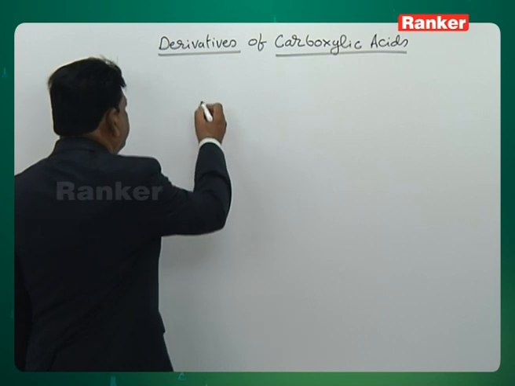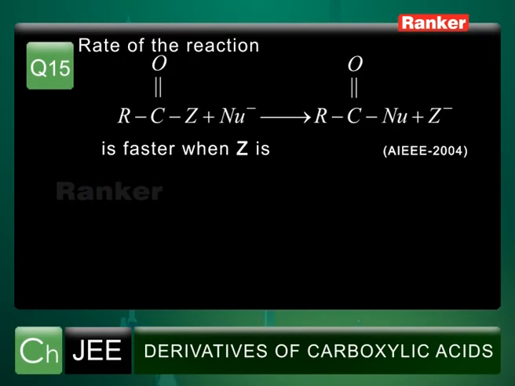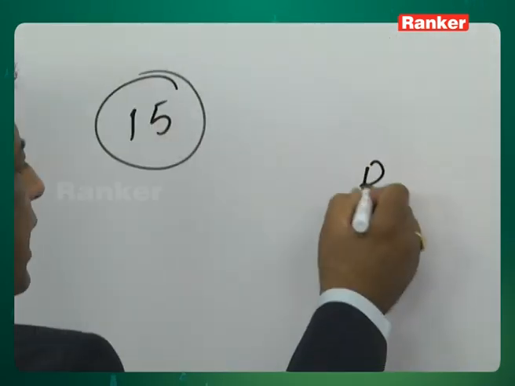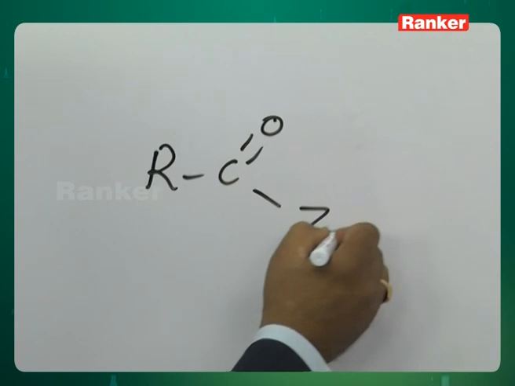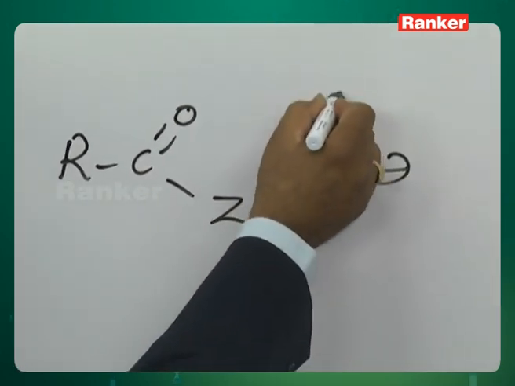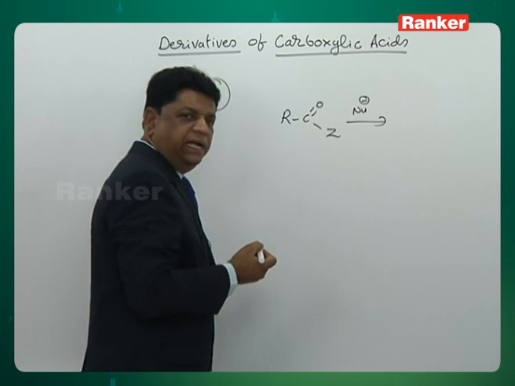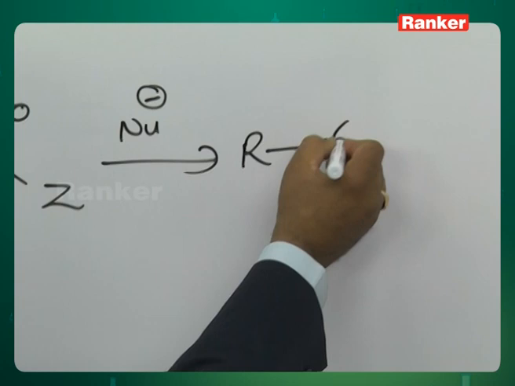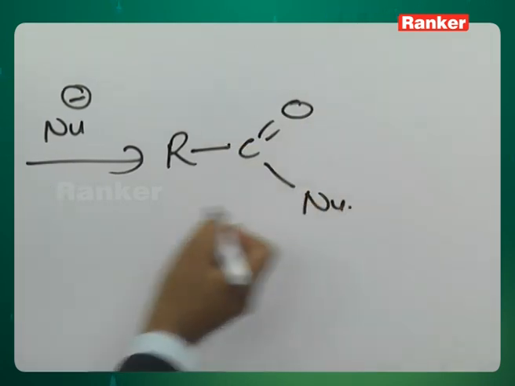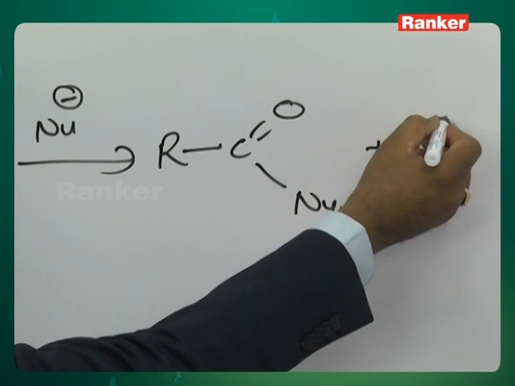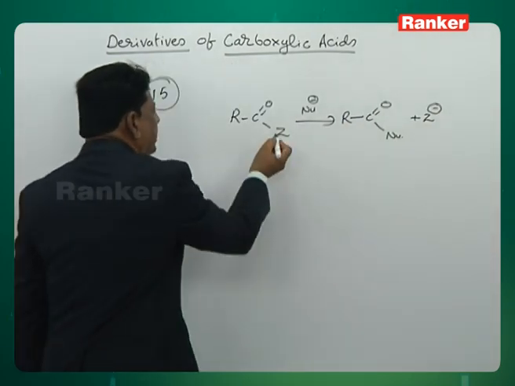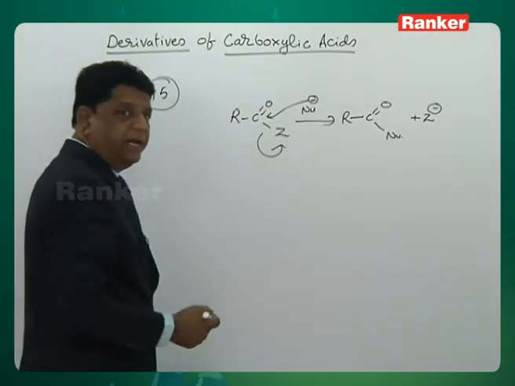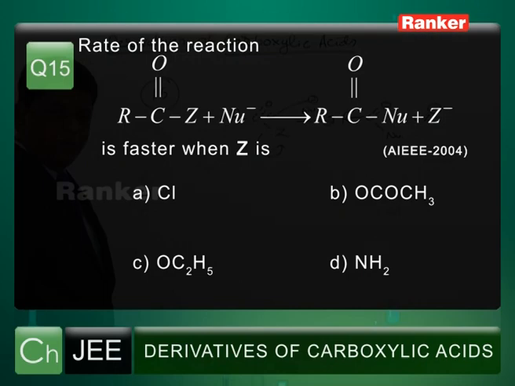So, let us go to the 15th question. The rate of the reaction of a particular compound RCOZ when treated with a nucleophile. The nucleophile is replacing the Z and you are getting RCO-nucleophile, and the Z will be out, as the outgoing group here. So, in which condition the nucleophile readily replaces the Z, then the rate of the reaction will be fast. So, the options are given.